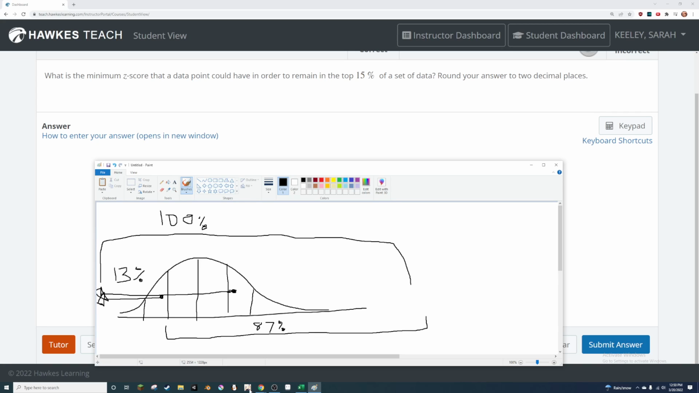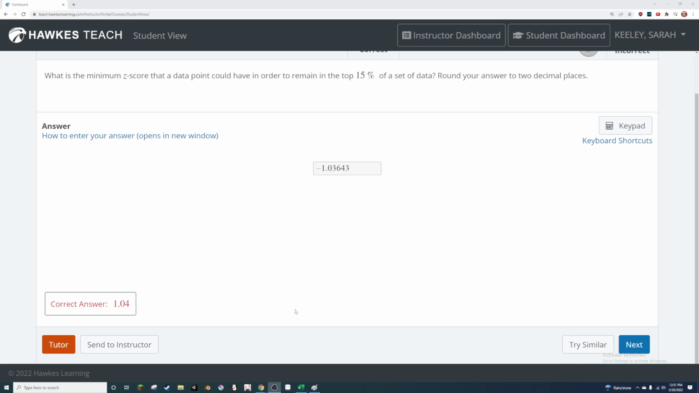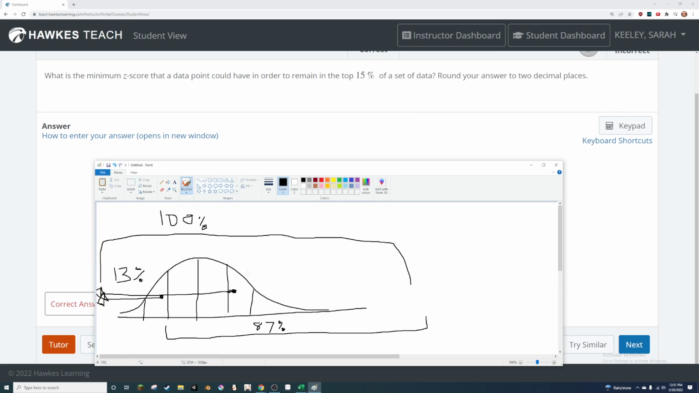Well, wait, hold on. Let me think about this for a moment. Okay, I understand. If we are plugging in the top 15, but instead we do the NORM.S.INV and put in 0.15, we are actually thinking about something like right here instead. We want it to be in the top 15%. We want this top 15. So we want the minimum. We want something right here.